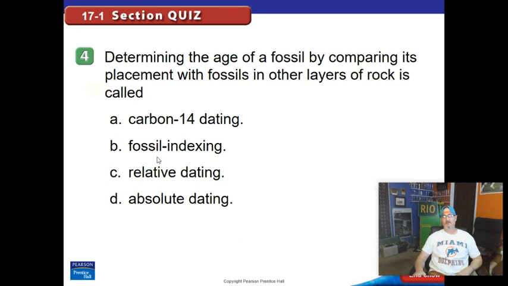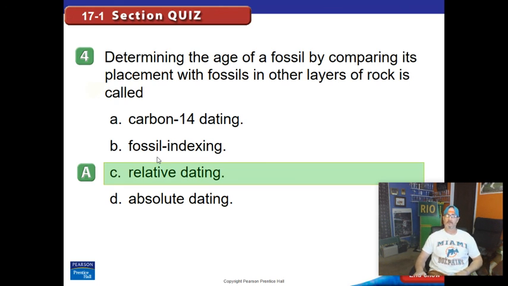Determining the age of fossils by comparing its placement with fossils in other layers. Is that carbon-14 dating, fossil indexing, relative dating, or absolute dating? Remember, this is the non-specific one, which means that we can get rid of carbon-14 because that's radioactive dating. Radioactive dating is also referred to as absolute dating, so we can get rid of that one. I have no idea what fossil indexing means. Maybe it's the process of locating an index fossil, but that's not it. Correct answer is relative dating.